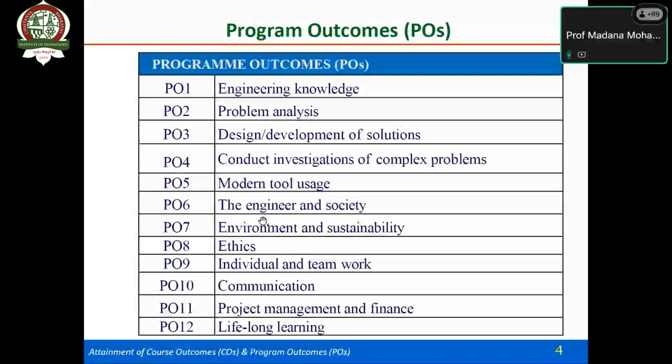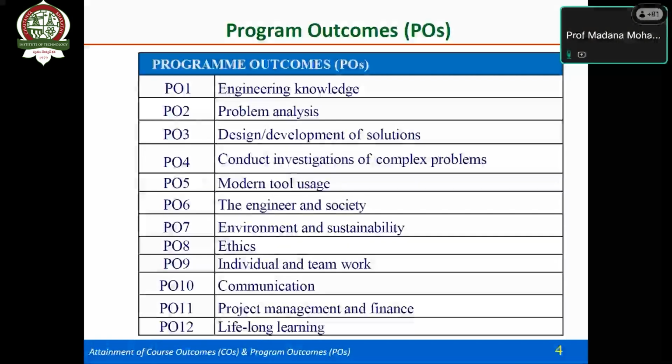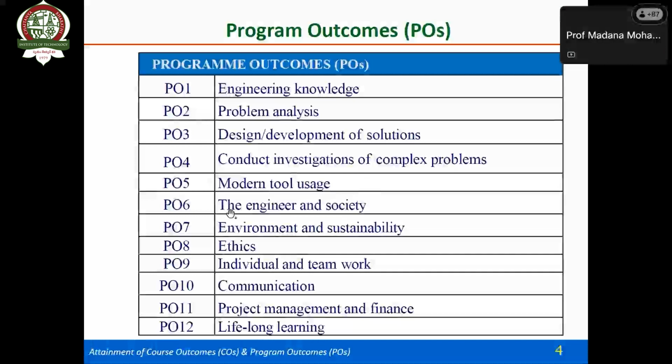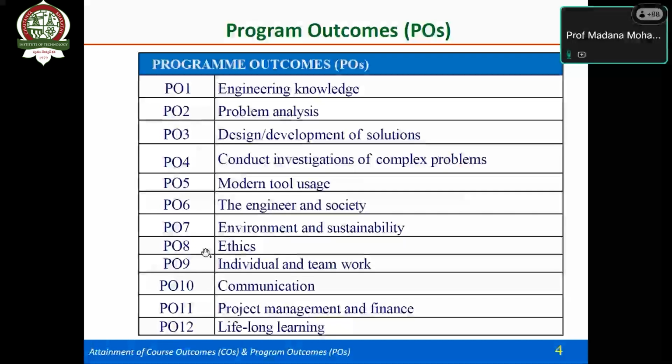As we are all aware, we have 12 graduate attributes, which are called program outcomes. Here, just see at a glance. PO1, engineering knowledge. PO2, problem analysis. PO3, design and development of solutions. PO4, conduct investigations of complex problems. PO5, modern tool usage. PO6, the engineer and society. PO7, environment and sustainability. PO8, ethics. PO9, individual and teamwork. PO10, communication. PO11, project management and finance.